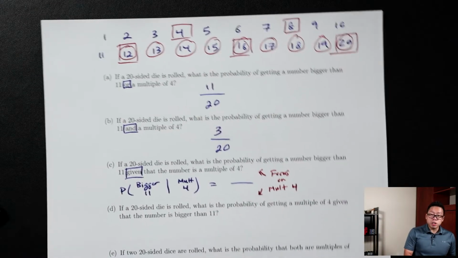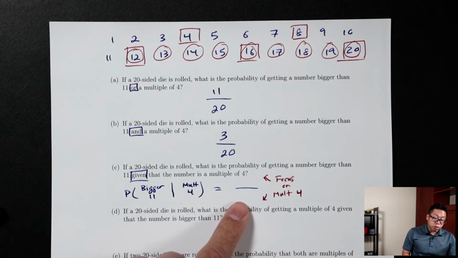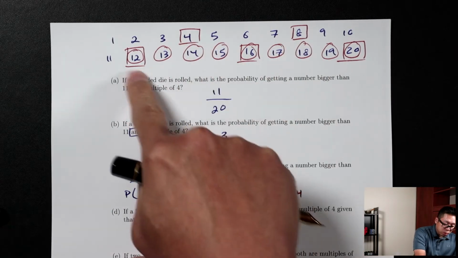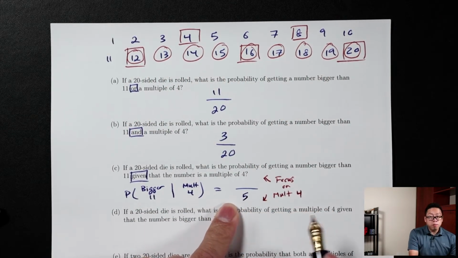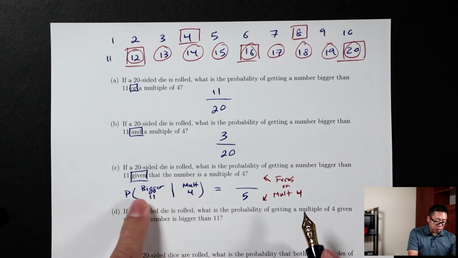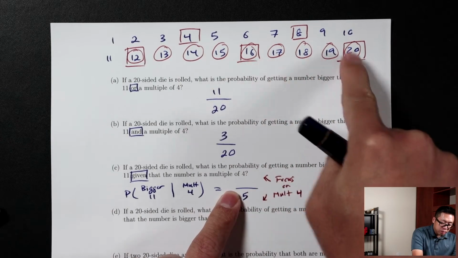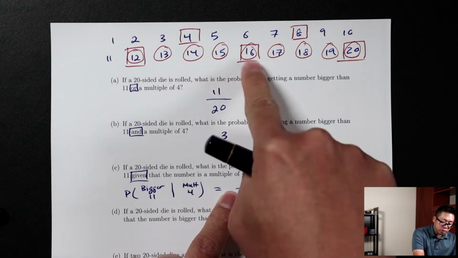Okay, so focusing just on the multiples of 4, which are the boxes, how many are there total? So just the boxes, that's 1, 2, 3, 4, 5. And then still focusing just on the boxes, how many are bigger than 11? So just the boxes, how many are bigger than 11? That would be 1, 2, and 3.